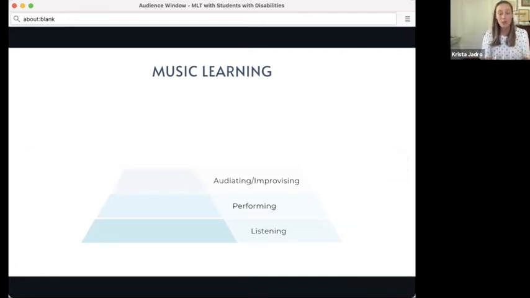Audiation is to music what thought is to language, that cognitive process that brings meaning to the music that we're listening to, that we're singing and chanting, that we're creating and improvising, reading and writing. The ability to improvise not only demonstrates one's understanding of music, but also cements what one has learned. We put it all together when we improvise. We use what we learn in our listening and performing vocabularies when we're improvising.